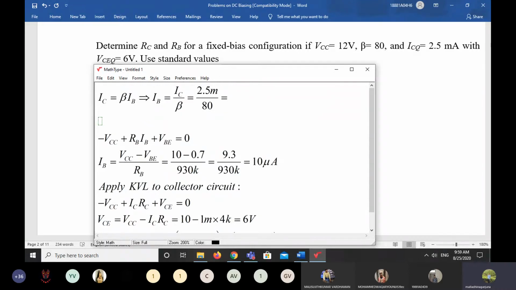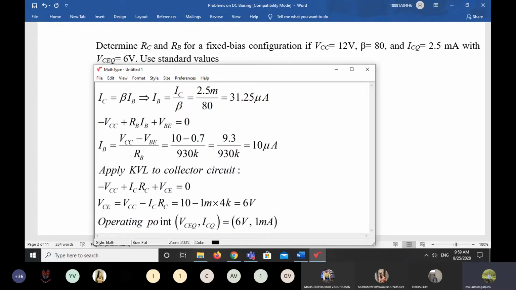So the answer is 31.25 micro. Okay, so 2.5 by 80 milliamperes, so 31.25 microamperes. So that is the IB current.